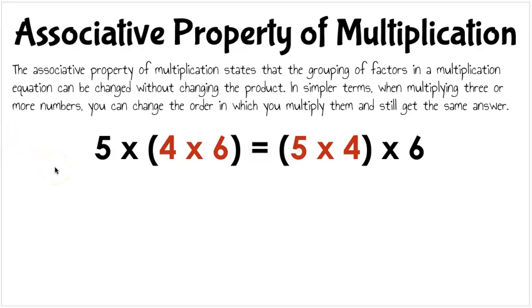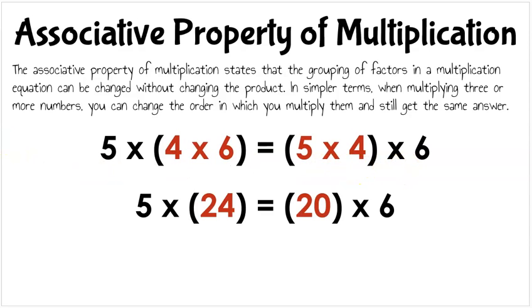Here's an example. In this first question, I have 5 times 4 times 6. And it's going to be the same as 5 times 4 times 6, grouped differently. As we multiply those out, we get 5 times 24 and 20 times 6. And 5 times 24 is 120, and 20 times 6 is also 120. So no matter how we arrange and group the factors, we still get the same answers in a multiplication question. This also works in addition, by the way, as well.